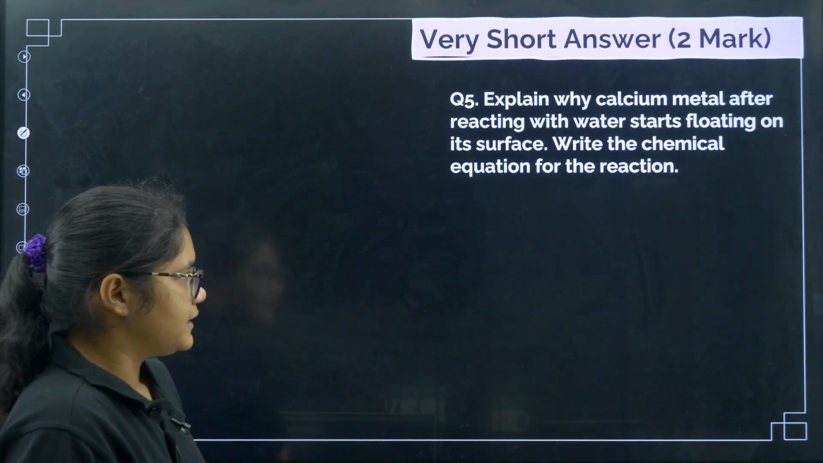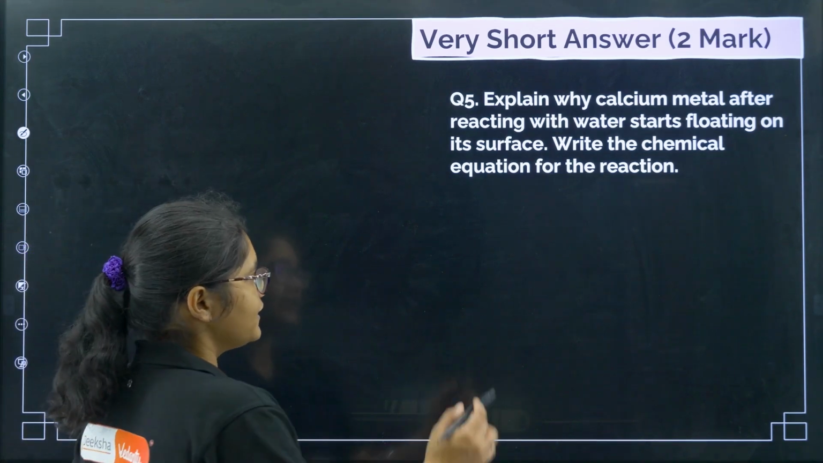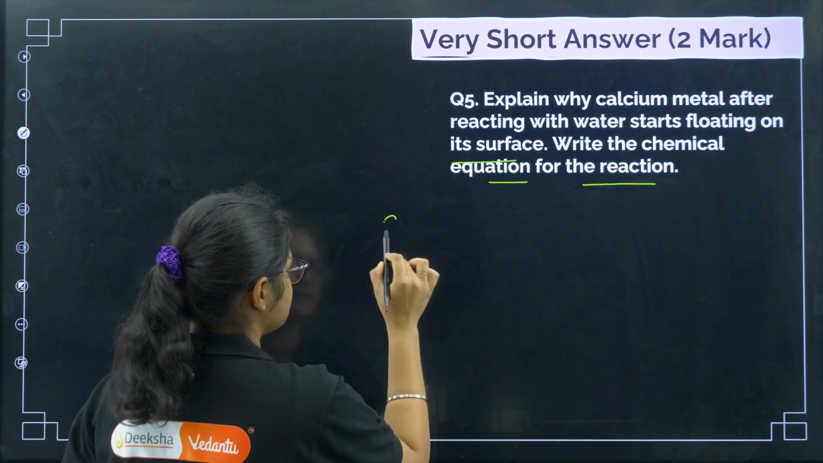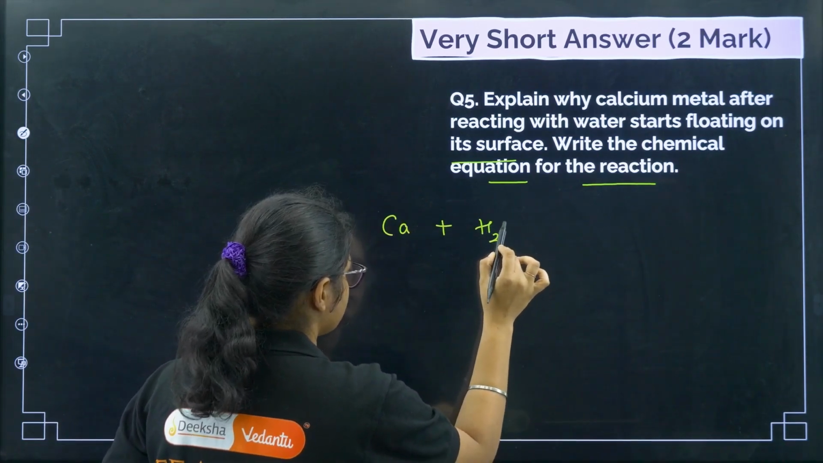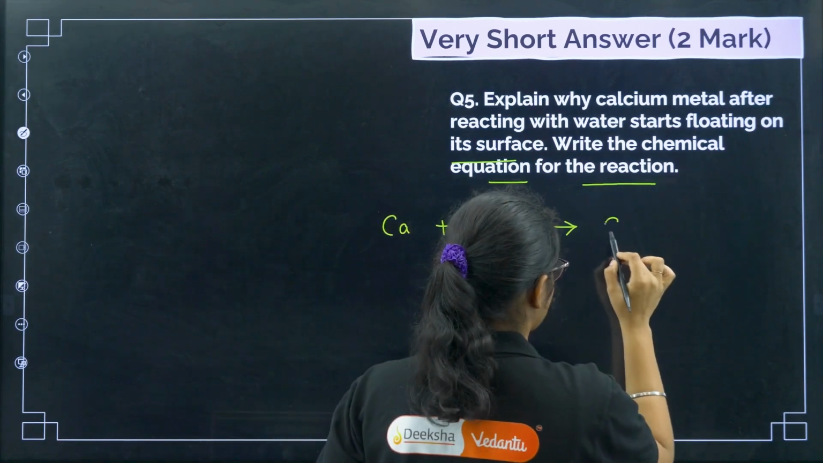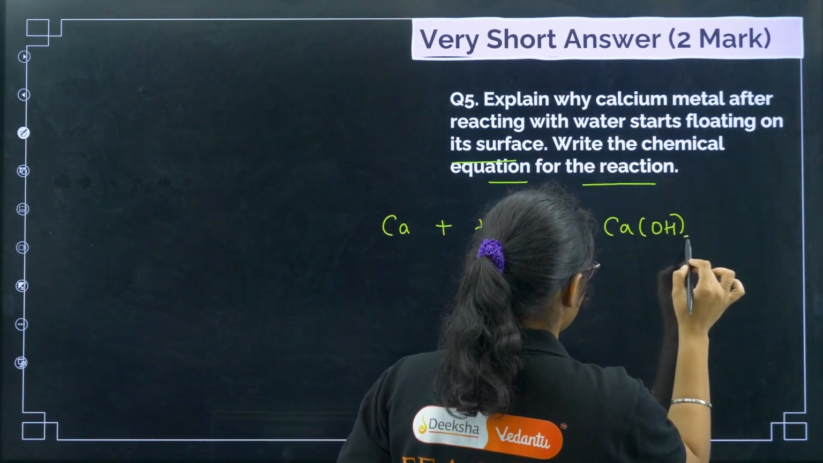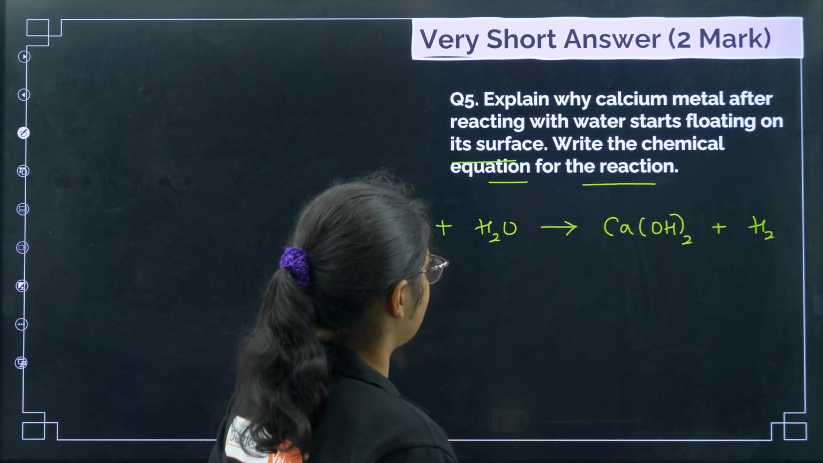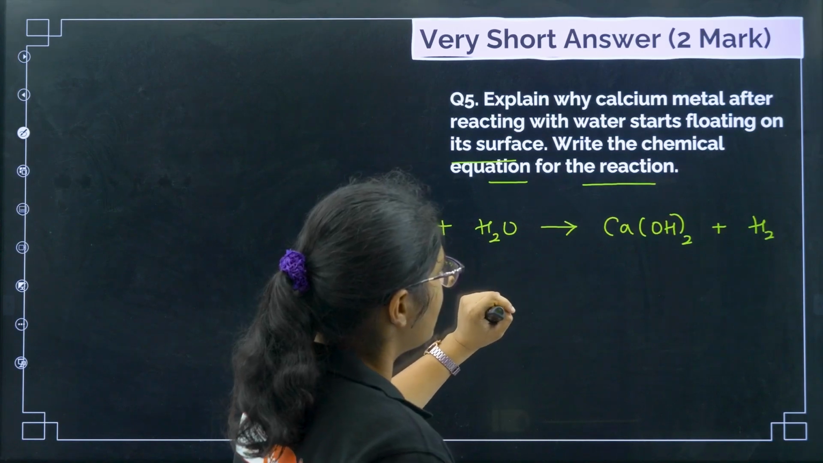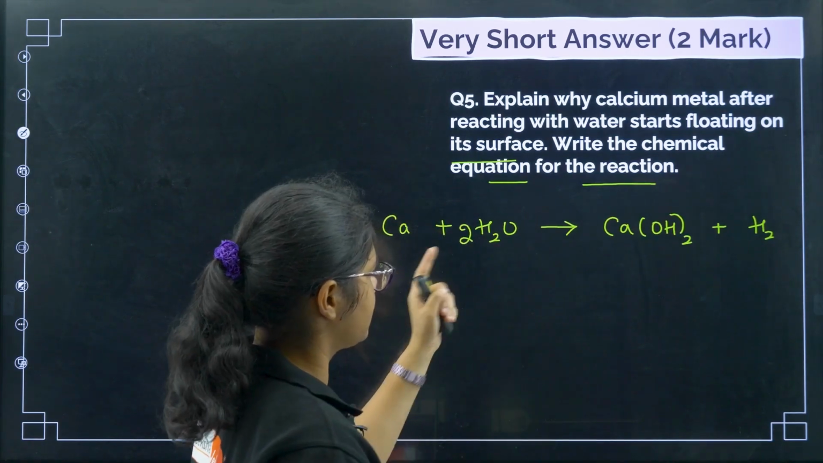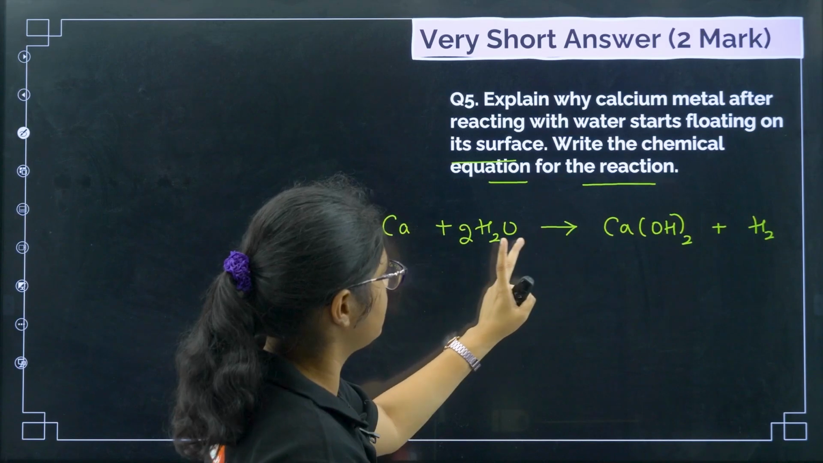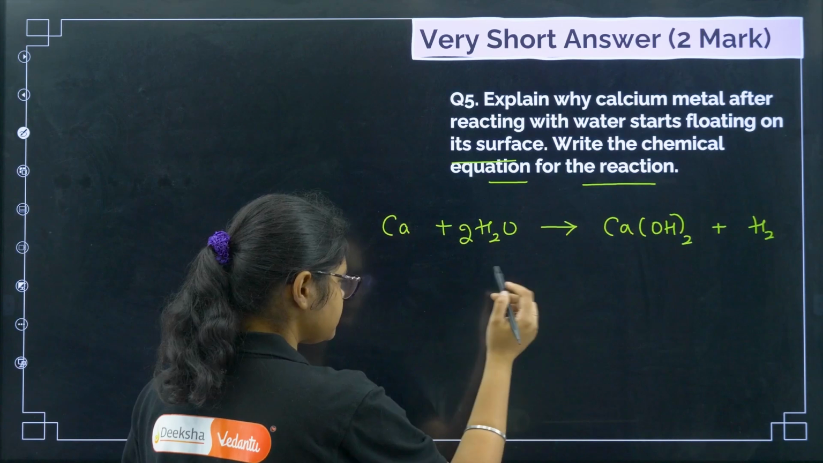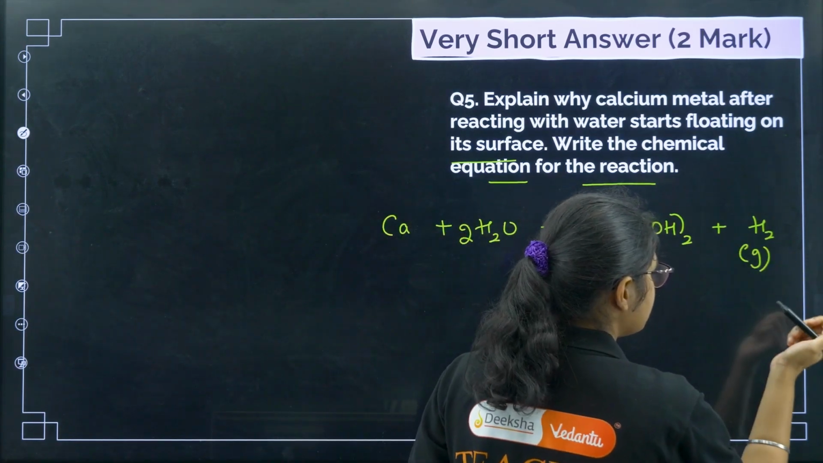Next, explain why calcium metal after reacting with water starts floating on its surface. Write the reaction involved. Okay, so first of all, if we write the reaction, calcium reacting with water, we have seen that it gives you hydroxide and H2 gas. So we will get calcium hydroxide plus H2 gas, right? Now if we balance this reaction, we have 2 oxygen, so I can write it like this. Okay, calcium, calcium. So we have 4 hydrogen, 2 oxygen, 2 oxygen. Now what happens is when this is formed, this hydrogen gas comes out as a bubble.